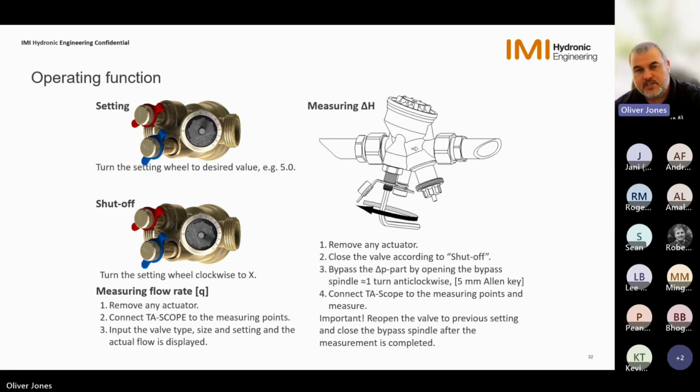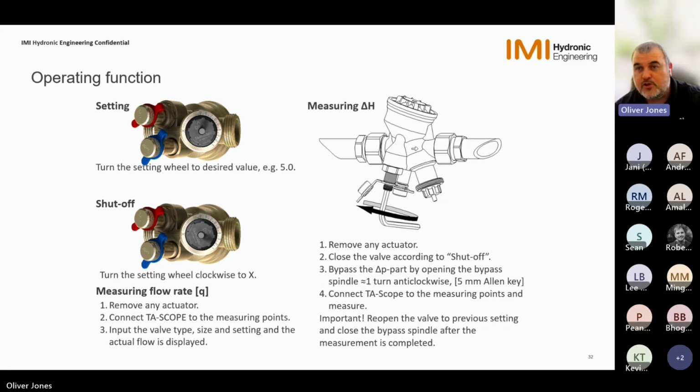For measuring delta H, which is our incoming pressure, we wanted 15 kPa as a minimum differential pressure onto the 15 and 20 mil valves. To measure that, we remove the actuator again, and we close the valve according to shut off. So we go to the X position and completely isolate the valve.